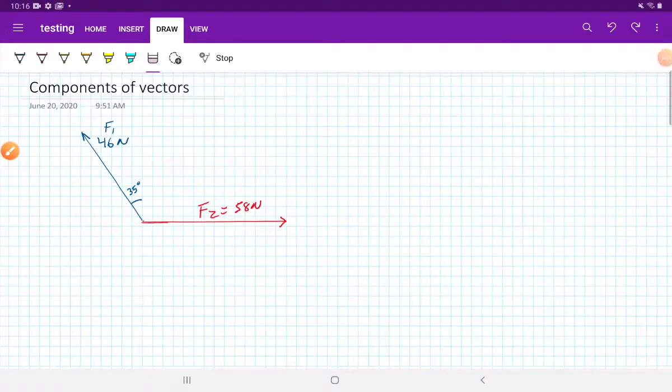Okay, hi. So I want to do a video on components of vectors. Why do we use them? How do we use them? Like, how do we do the math? And how do we put it all together? And I also wanted to mention, instinctively, what do they mean? Okay, so let's start with why we use them.